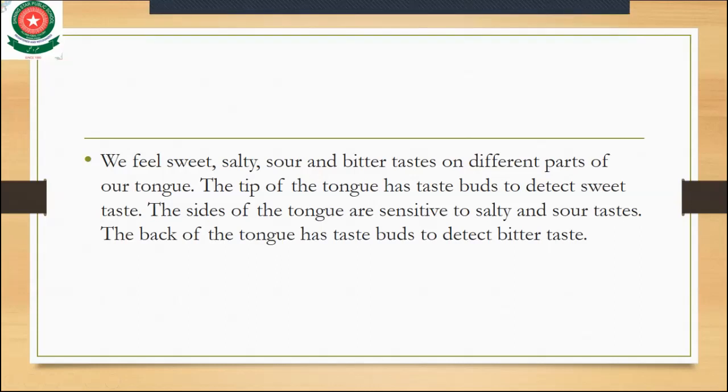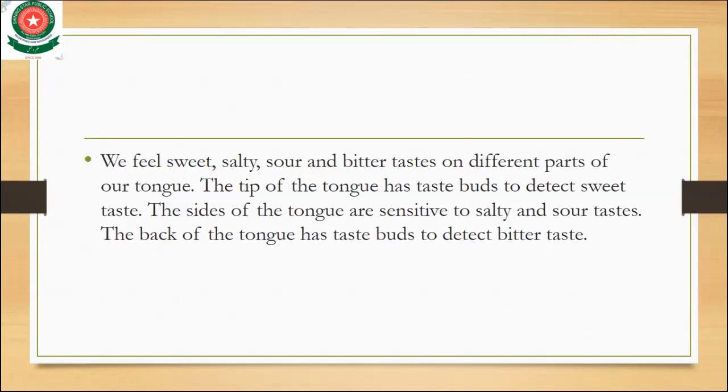I again repeat this paragraph: you can detect sweet, salty, sour, and bitter tastes on different parts of our tongue. There are three parts of our tongue. The first part is the tip of the tongue, which can detect a sweet taste. The second part is the side of the tongue, which can detect a sour taste. And third is the back of the tongue, which can detect a bitter taste.